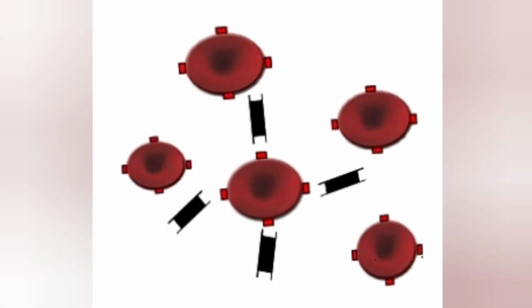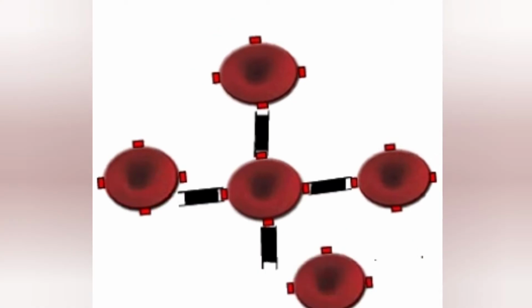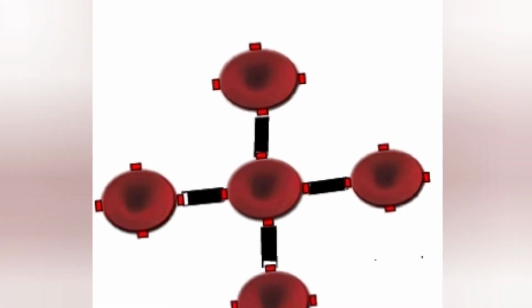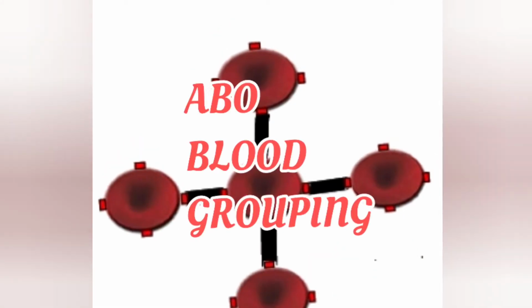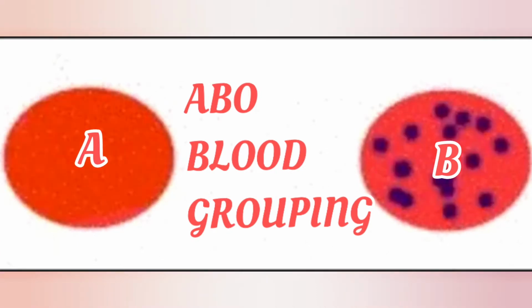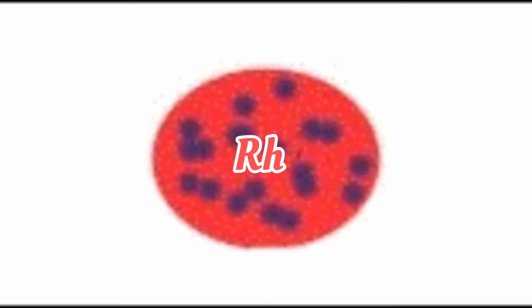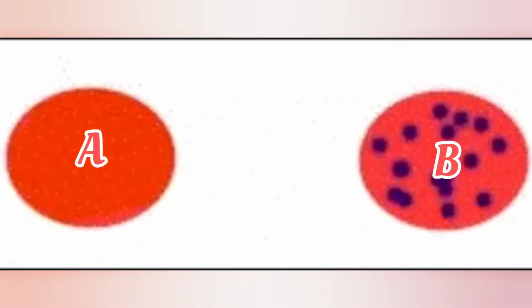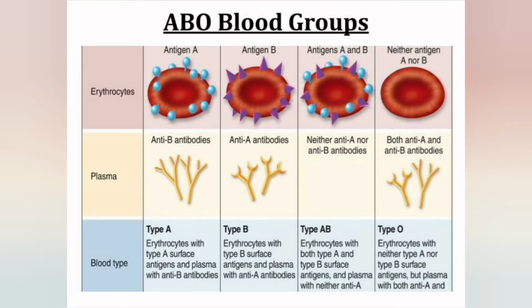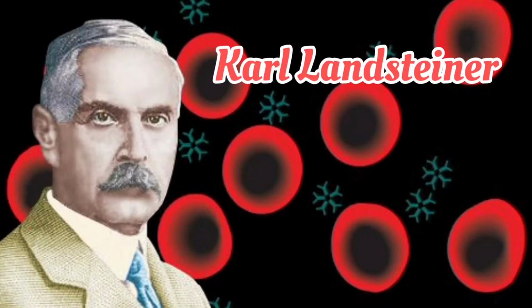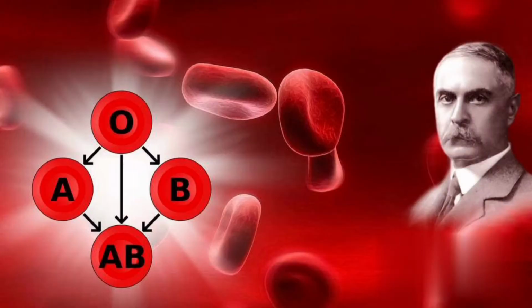Depending upon the nature of the antigens, two important common types of blood grouping are found in human beings. They are the ABO blood grouping and the Rh blood grouping. So first let's discuss ABO blood grouping. This type of blood grouping was reported by Karl Landsteiner. It is based on the presence or absence of antigen A or antigen B on the surface of RBC.